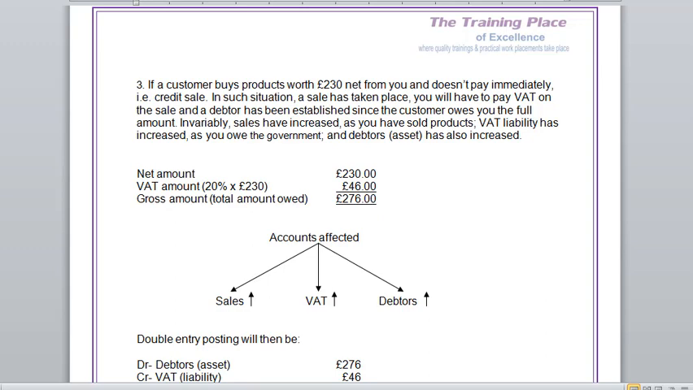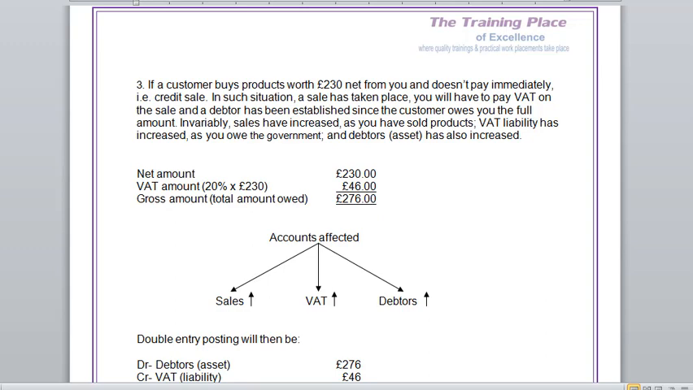If a customer buys products worth £230 net, that means you're going to add VAT of 20% on top of that net amount, and the customer doesn't pay immediately, i.e. a credit sale. You're owing me money. That means that the money that you're owing me, which is the total amount with the VAT, is a debtor in my hand now because what you're owing me is increasing. So I ask myself, debtors, what is it to you? It's an asset. And if it's an asset, it's increasing. At the same time as well, you have sold. Your sales as well will be affected.